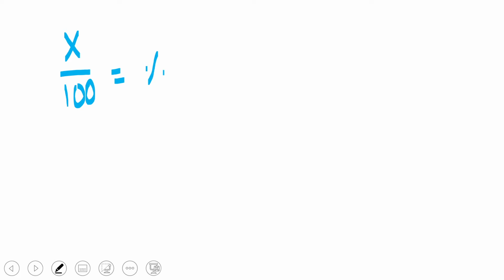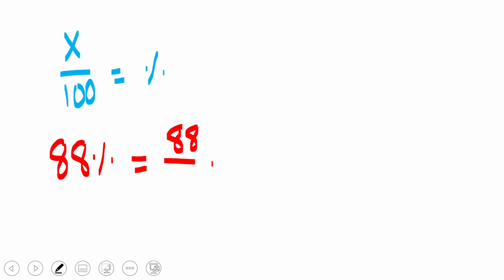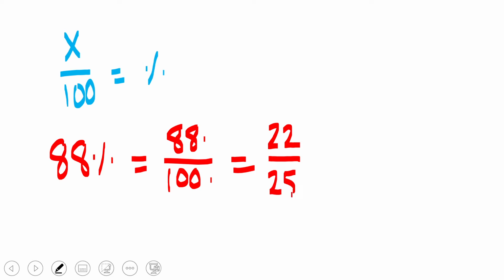To get started, if you're asked to express 88% as a fraction in lowest terms, we can put 88 over 100, 88 parts of 100, and then reduce. 4 goes into 88 22 times, 4 goes into 100 25 times, and that is our reduced fraction.